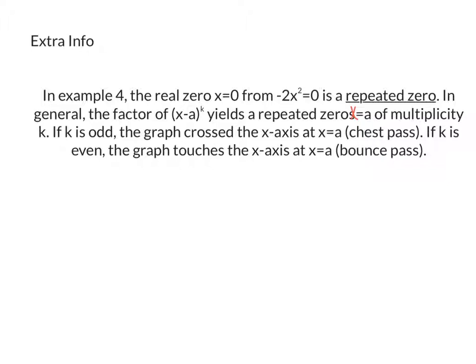pass. So, you know, if you're playing basketball, you do a chest pass. That means you pass the ball straight from your chest to the next person's chest. If k is even, then the graph touches the x-axis at that value. So it makes a bounce pass. That means take the basketball, bounce it to the ground before you pass it to the next person. Alrighty. And specifically a chest pass, what that would look like.